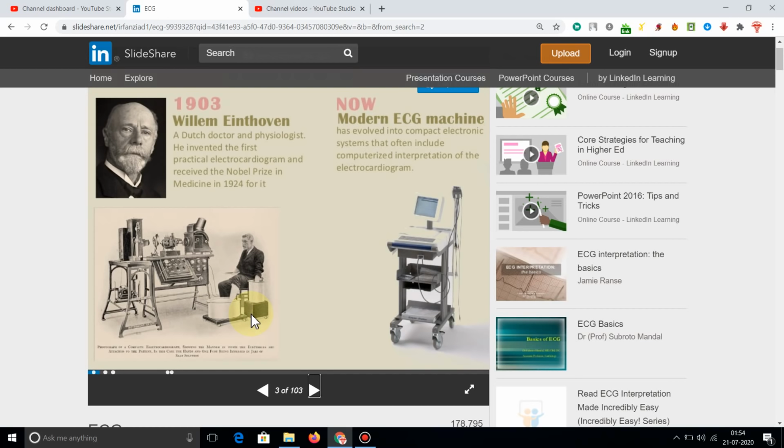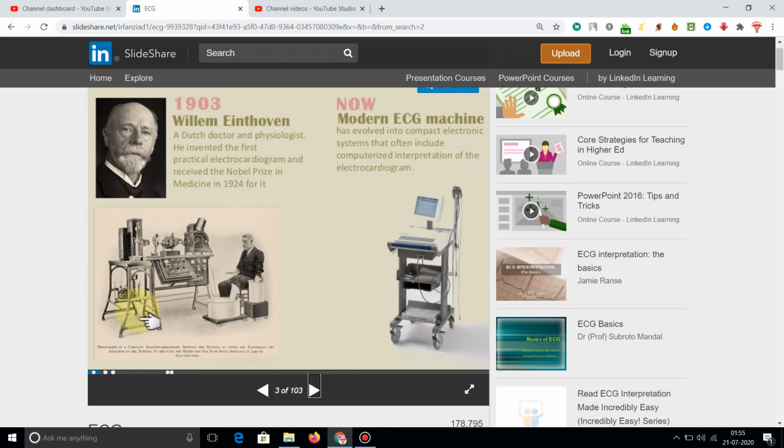In 1903, Willem Einthoven, a Dutch doctor and physiologist, invented the first practical electrocardiogram and received the Nobel Prize in Medicine in 1924 for it. Now a modern ECG machine looks like this.